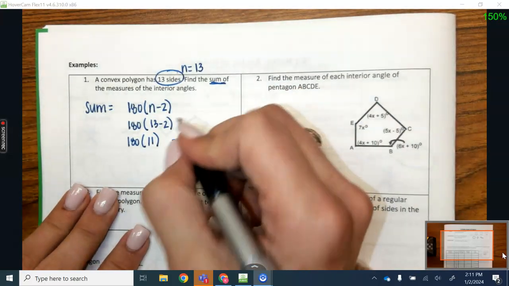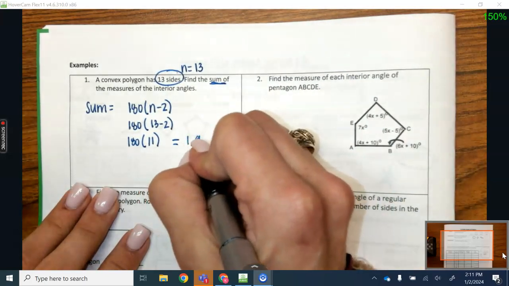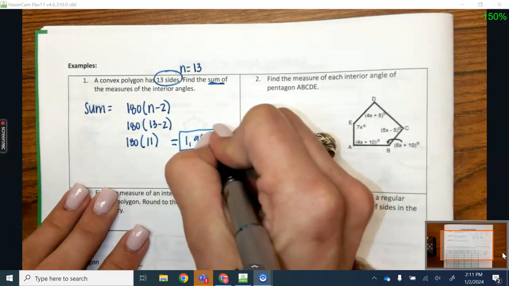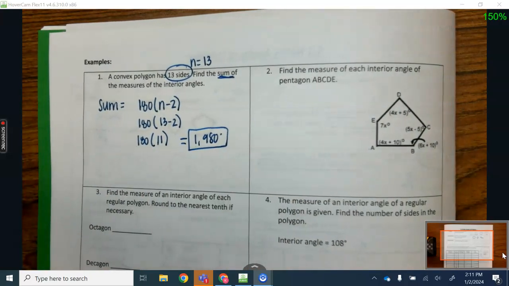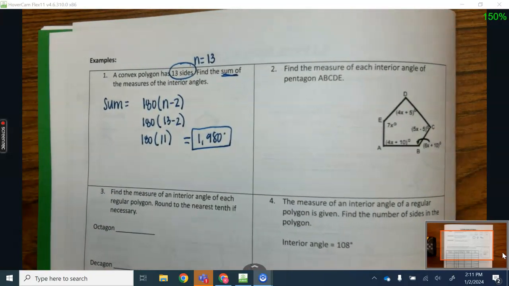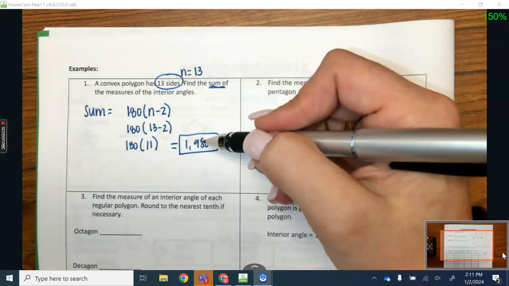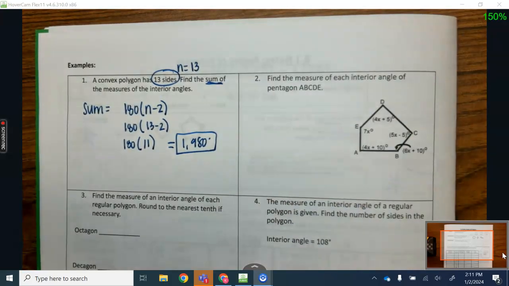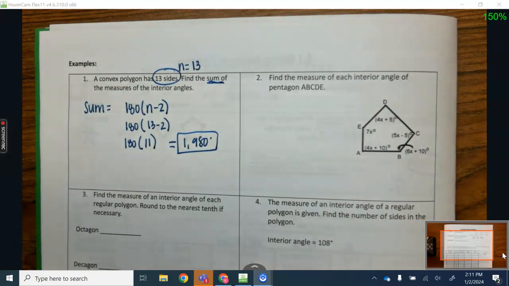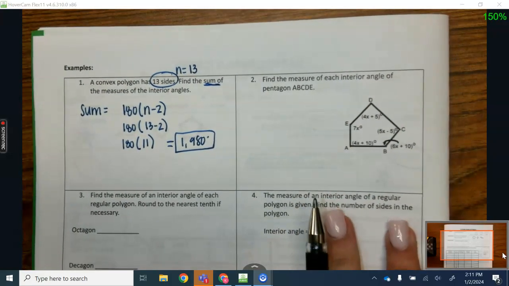So when I multiply 180 times 11, I get 1,980 degrees. That is the sum of the measures of the interior angles. All of the angles inside of a 13-sided figure add to 1980, whether it's regular or whether it's just a non-regular convex polygon.